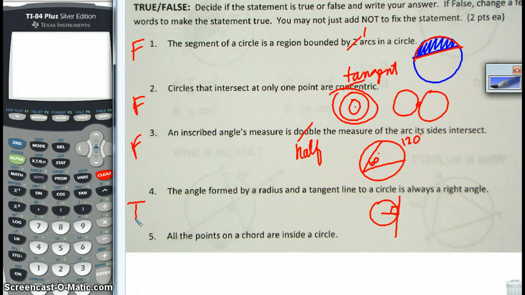And all the points of a chord are inside a circle. A chord has its endpoints on the circle. So that's false. Okay? We can say most of the points of a chord. So this is how you do the true-false section.